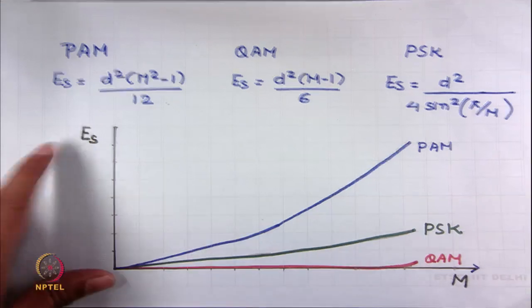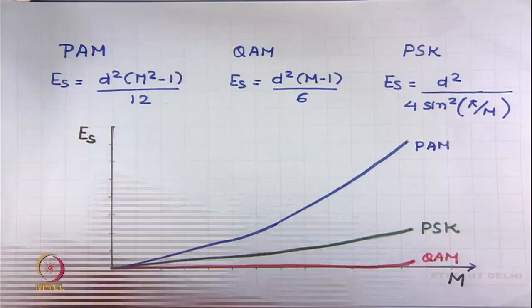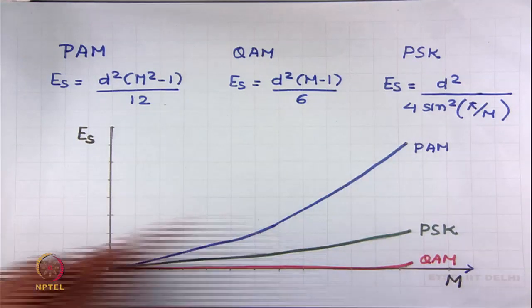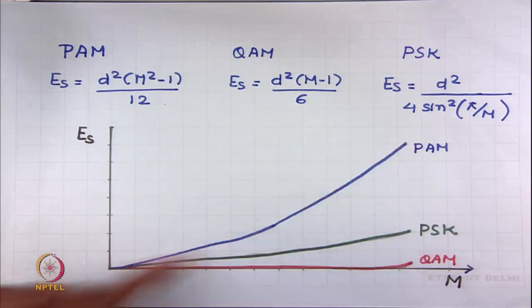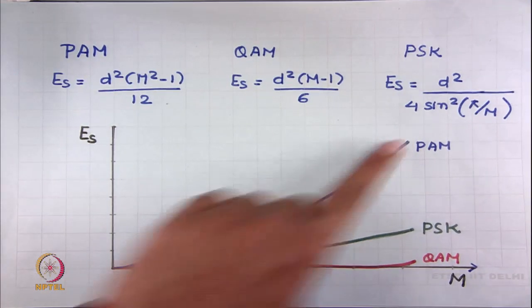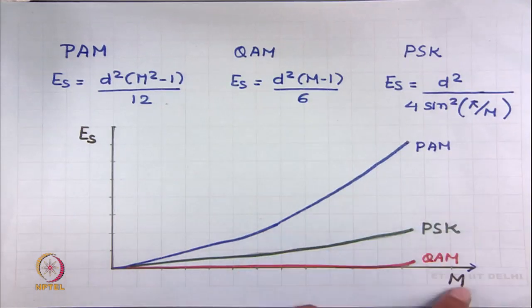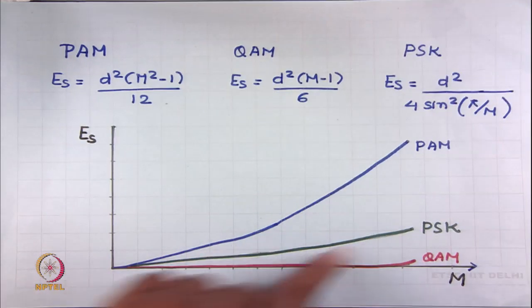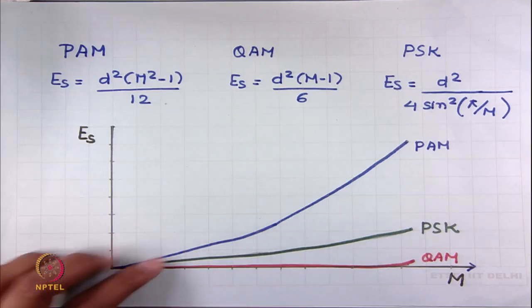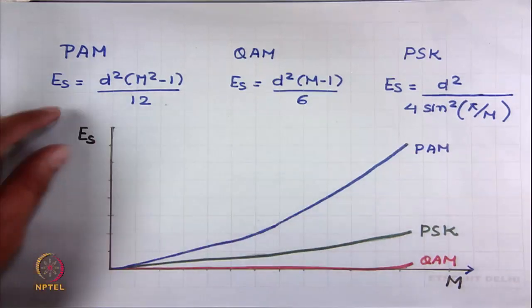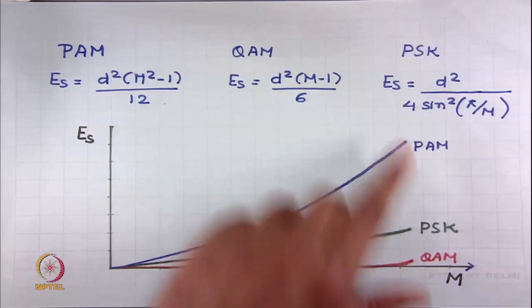So, this is how the average symbol energy varies with M. The PAM average energy will scale as M square. PSK also scales as M square for large values of M. For small values of M, it does not scale as M square. QAM has much smaller average symbol energy compared to PAM and PSK.